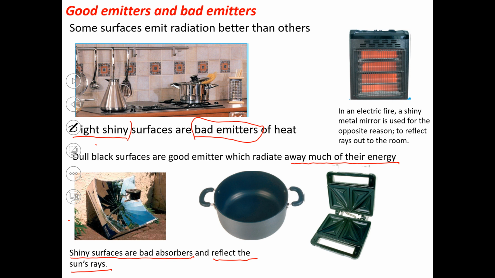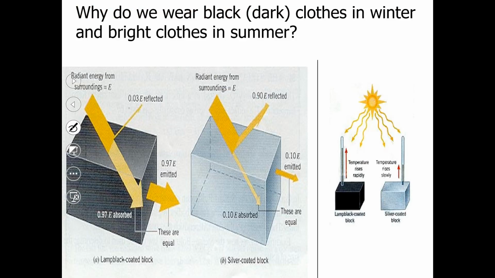Carefully: bright shiny is a bad emitter, but dull black is a good emitter. And shiny surfaces are bad absorbers but good reflectors. In an electric fire, a shiny metal mirror is used for the opposite reason, to reflect rays out into the room.